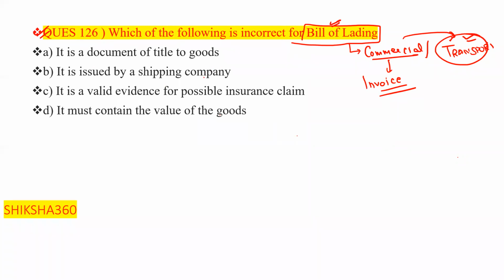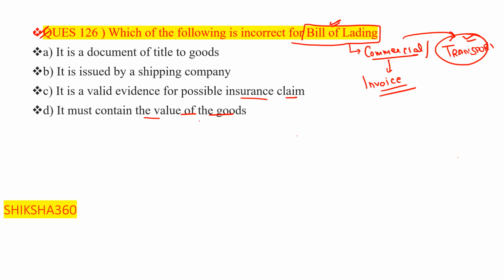The second one is it is issued by a shipping company. Clear. The third one is it is a valid evidence for a possible insurance claim, because everything is mentioned in it: how many goods there are, the gross weight, net weight, all these things are mentioned under the bill of lading. And it must contain the value of the goods, clear.